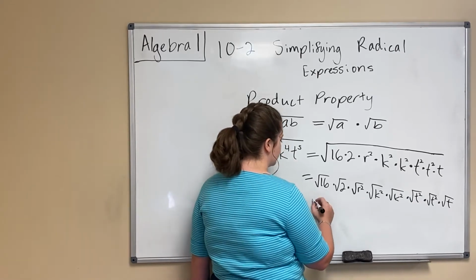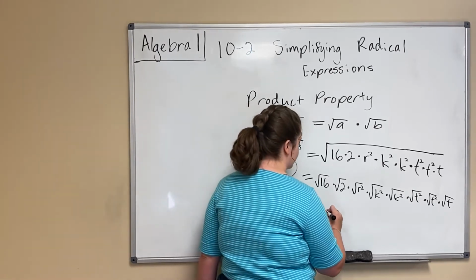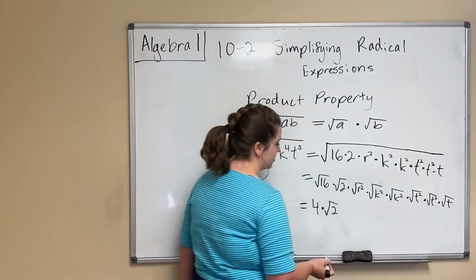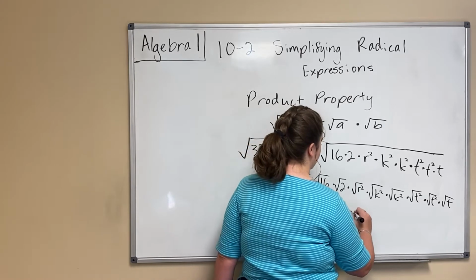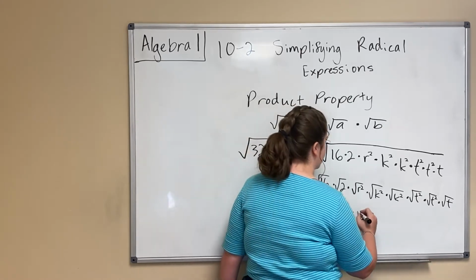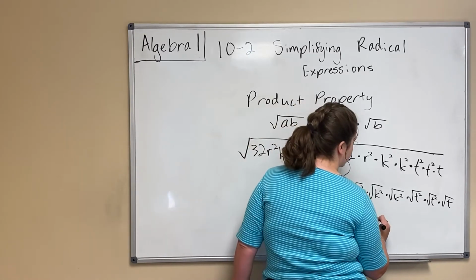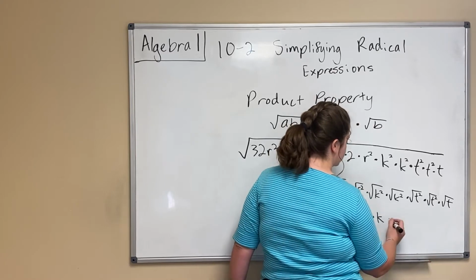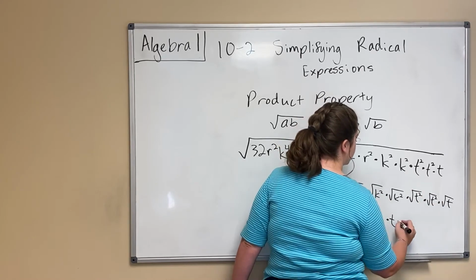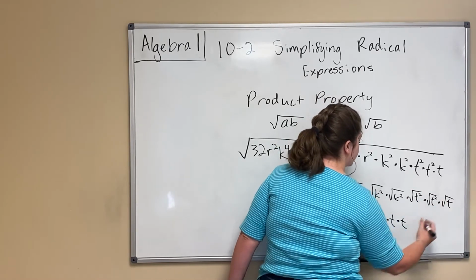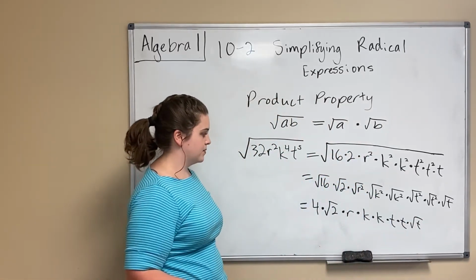The square root of 16 we know is 4. The square root of 2 we can't simplify anymore, so we're going to leave it as the square root of 2. The square root of r squared will give us r. The square root of k squared will give us k. Square root of k squared again is k. Square root of t squared is just t. Square root of t squared is still just t. And the square root of t over there is what we have left.